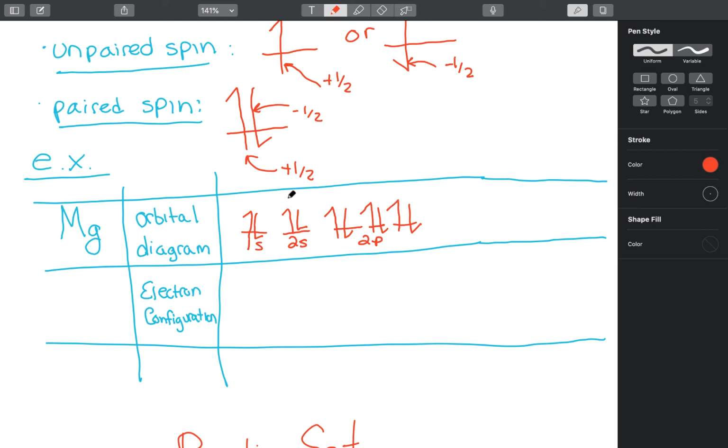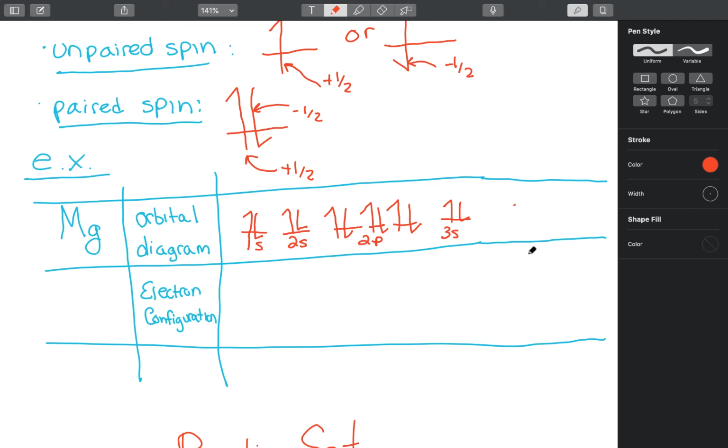Now that we have our 2p's occupied and we have 2, 4, 6, 8, 10 electrons, we can fill up our last subshell, which is the highest energy subshell, the 3s subshell. The 3s subshell, in this case, has 2 electrons. And this is our orbital diagram.